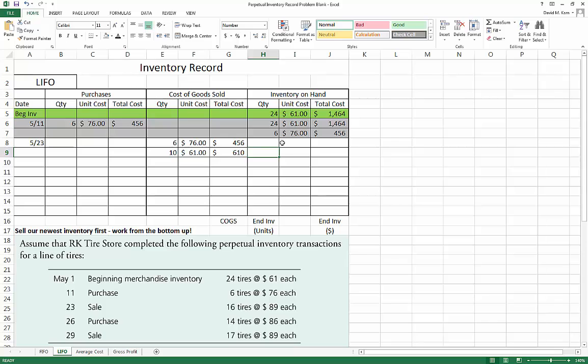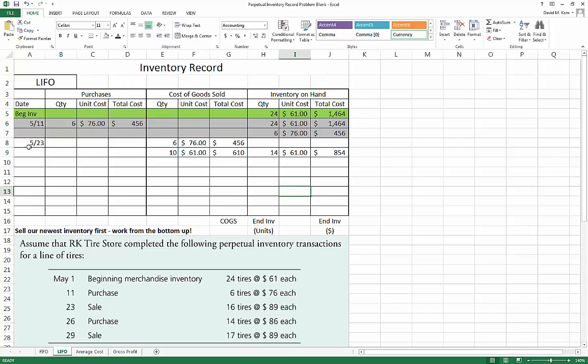And now we need to balance. So we know that we took 10 from here. So now we're down to 14 at 61. 14 times 61 comes out to be 854. Now, we have none of this layer left, so that's all gone. Now, the one thing that you could do here is at the end of each day, if you're doing multiple records, for each of the methods, you could check to see if you should always have the same number of units on hand. It just might be costed out differently.